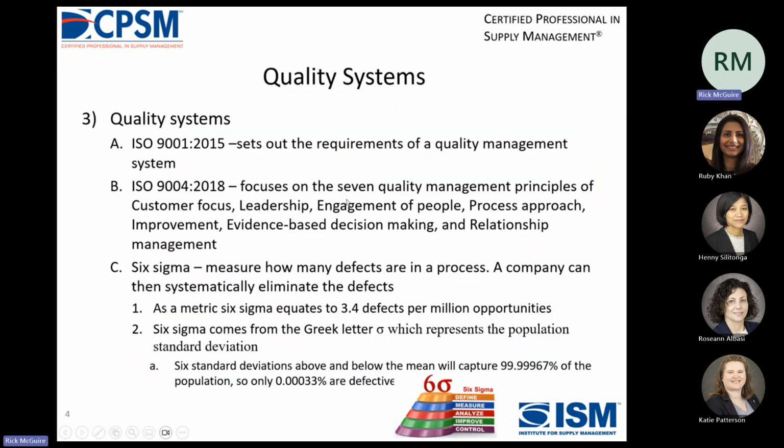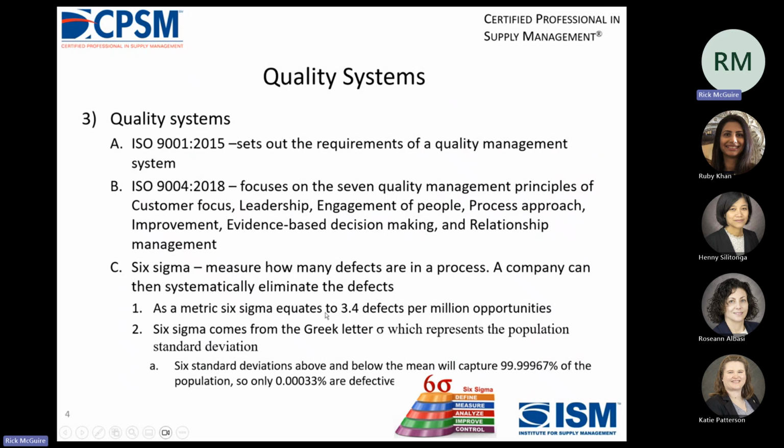Then you've got quality systems, ISO 9001:2015 is what everybody talks about, requirements of the quality management system. There's also 9004, which focuses on the 7 principles, which are here. And then we've got Six Sigma, which is another quality process. Company can then systematically eliminate defects.